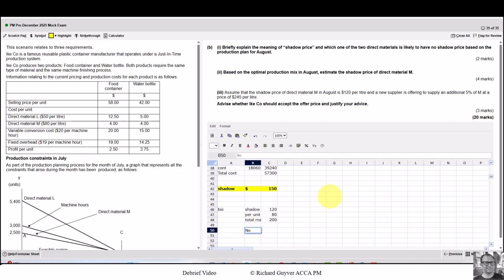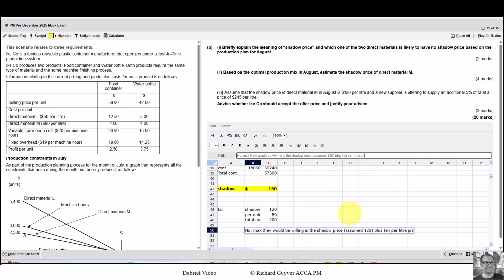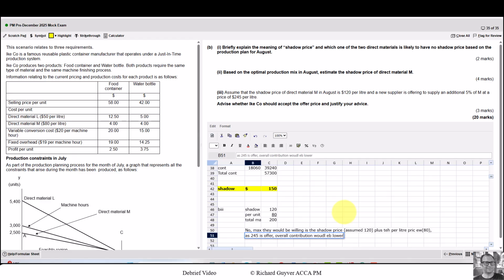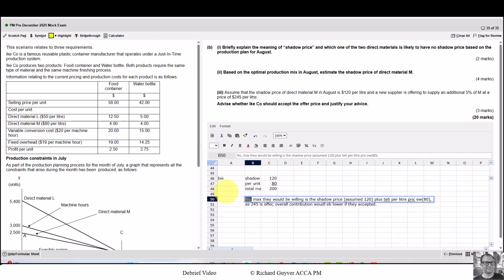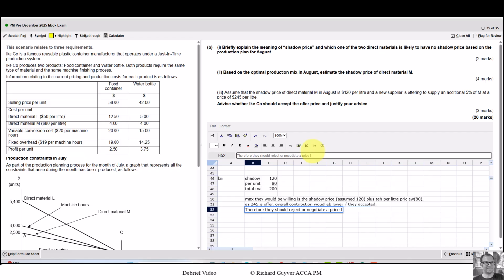So I've got a mark for showing the calculation, I'd have thought. So I need to try and get 2 in my explanation. The reason is the maximum they would be willing to pay is the shadow price, which is assumed 120, that's what they told us, plus the per litre price of 80. And what's the implication? As 245 is the offer, the overall contribution would be lower if they accept it. I'm going to take my no out of there, therefore they should reject. Or we could be a bit smarter, or they should negotiate a price less than $200.